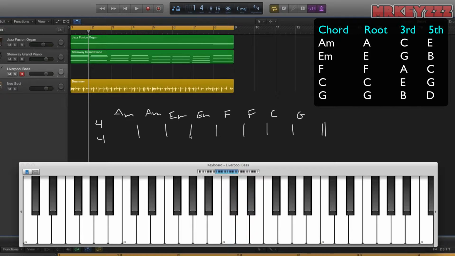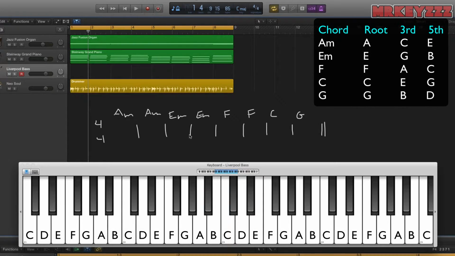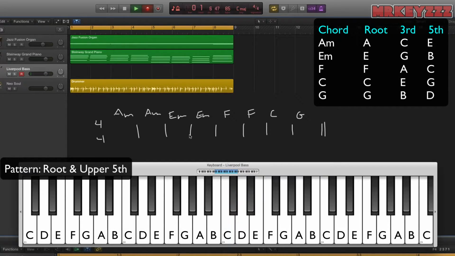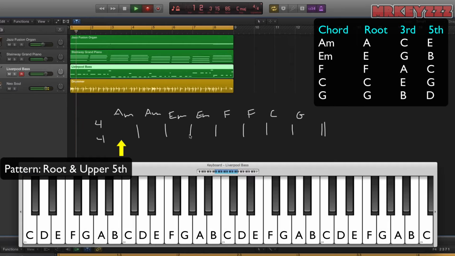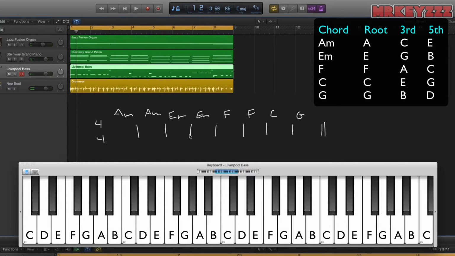So we're going to try a couple patterns. The first pattern is going to be the root plus the upper fifth. So for example, for A minor, this is our root, this is our upper fifth. This would be the lower fifth. So that's a little example with the root and upper fifth.